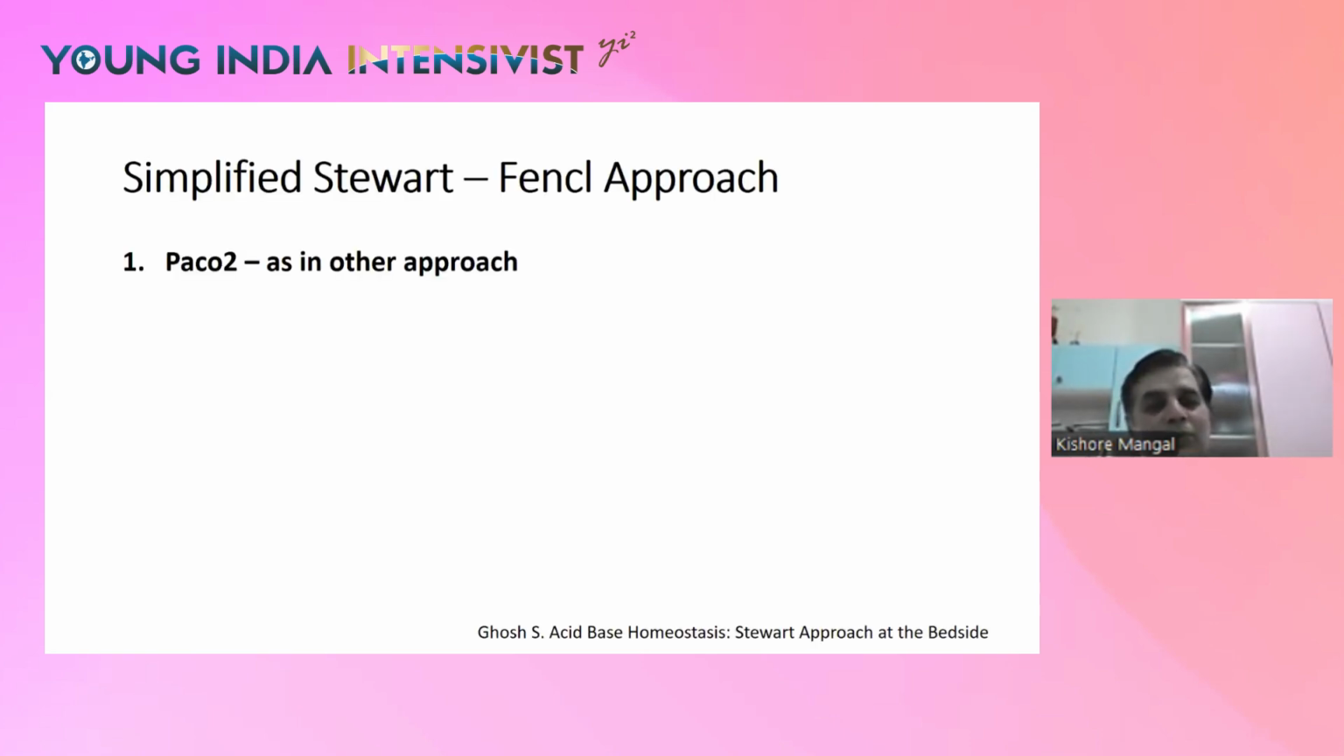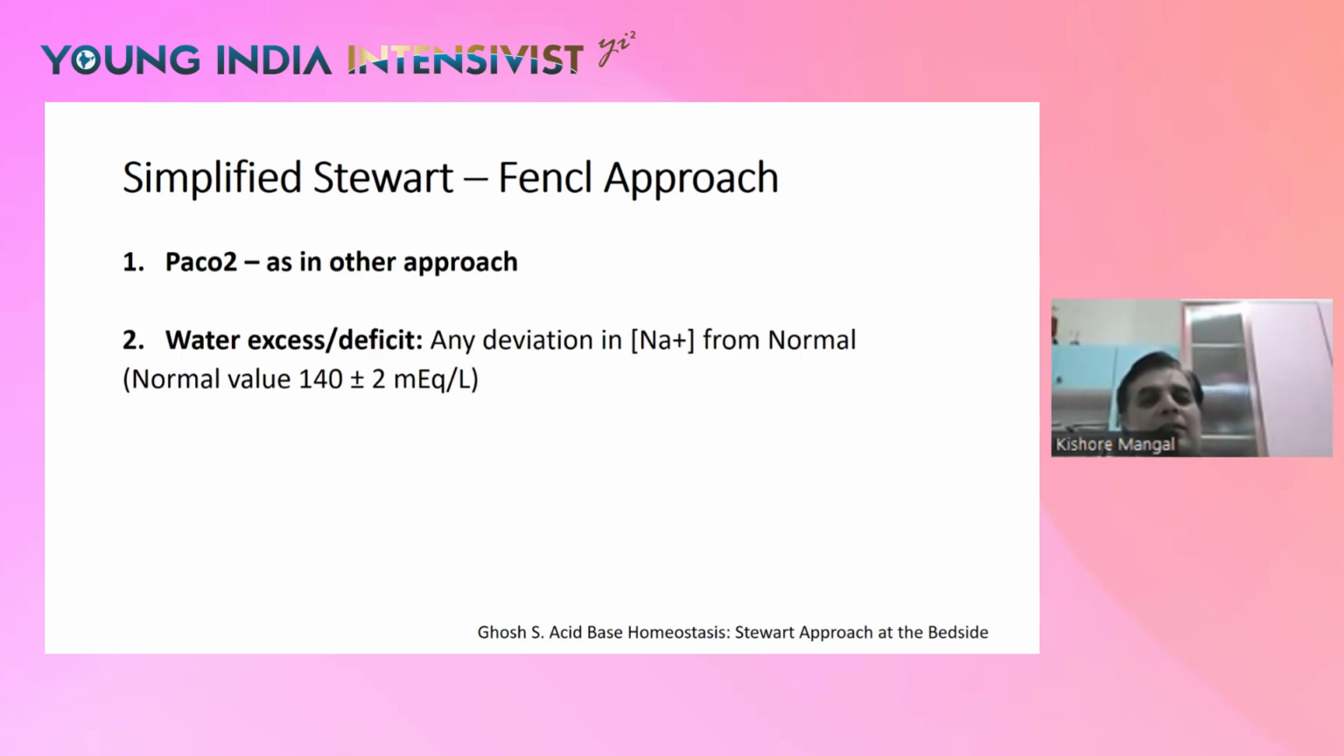And what is this approach? So this is the simplified Stewart approach of Fencl. So we know that the PCO2, as in other approaches, we have to analyze in that way only. But as per the Fencl approach, first we have to see what the sodium level is, whether there is any deviation from normal. Normal they consider around 140 plus minus 2. And we know that the sodium disorders are actually water disorders. So if there is hyponatremia, that means there is water excess. And if there is hypernatremia, that means there is water deficit.